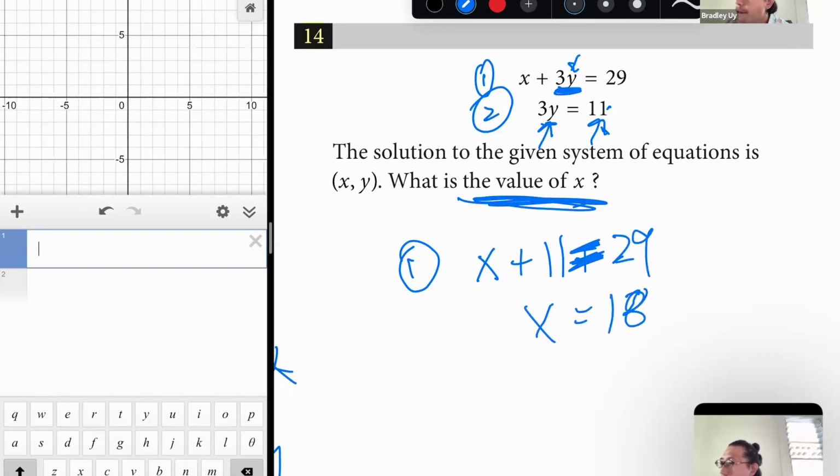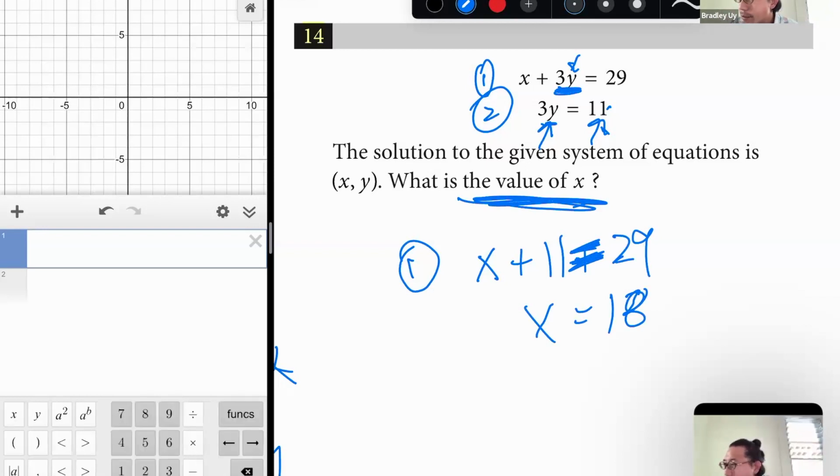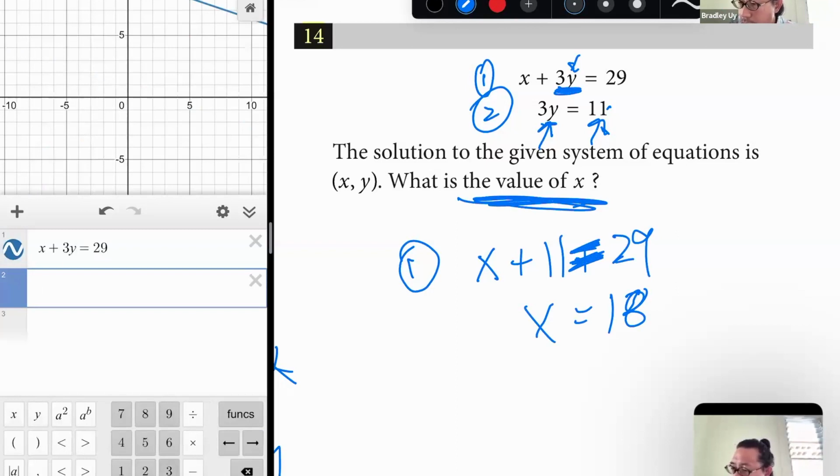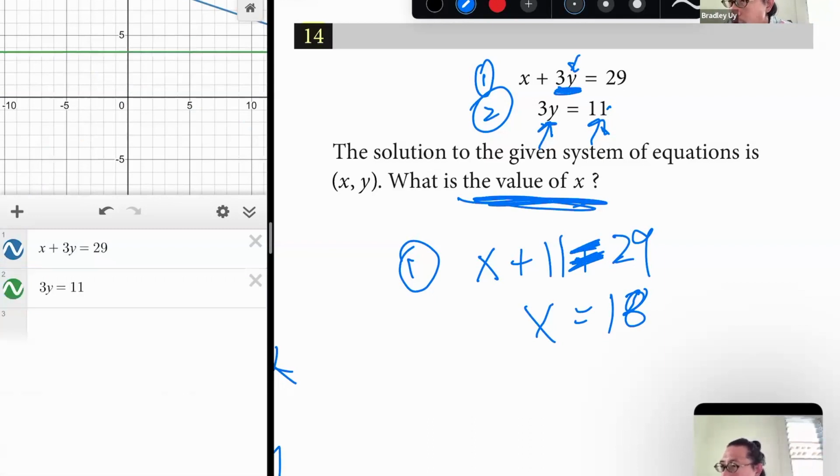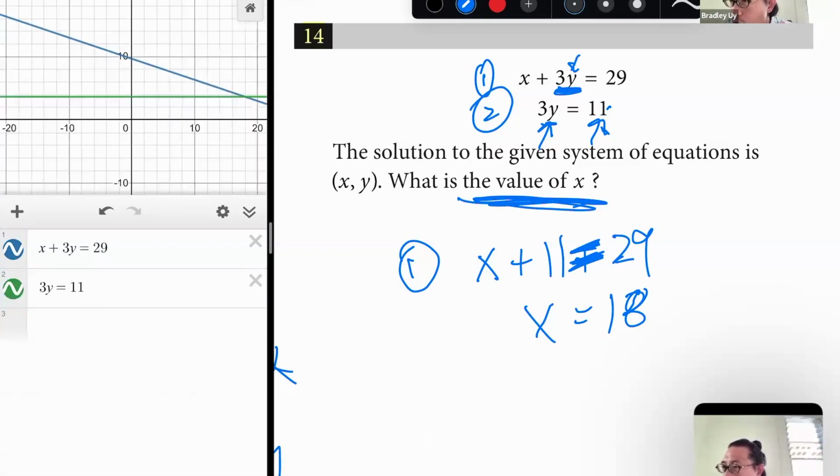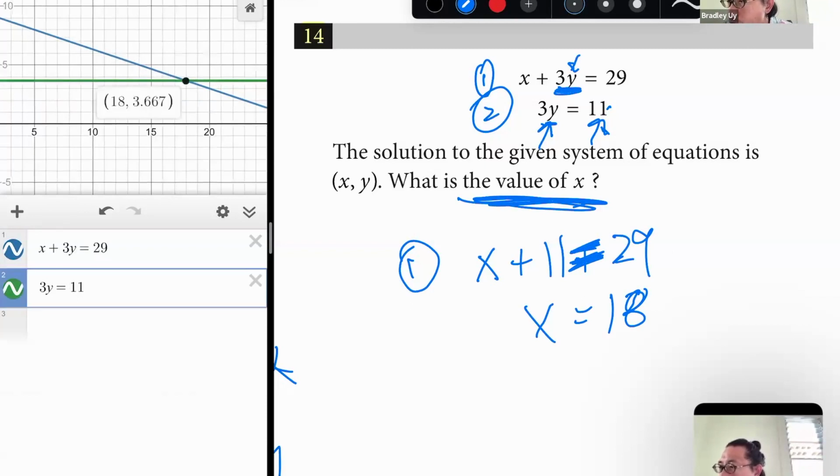Notice this can be confirmed with Desmos, where you can solve any system of equations by plugging it in exactly as you see it, plus 3y equals 29. You will have a line. The solution is where these two lines intersect, 3y equals 11, and we want the x value only. You might be wondering, I see the two lines, but I don't see them intersect. You have to zoom out, and it tells you your x is 18, which we already stated.